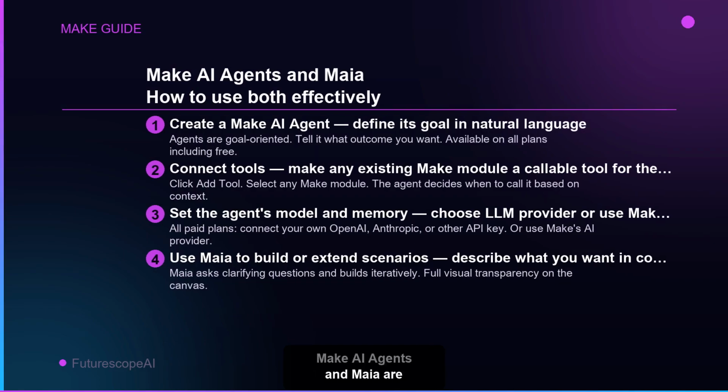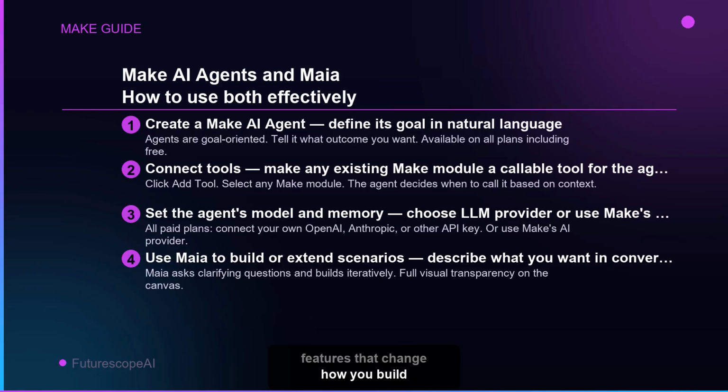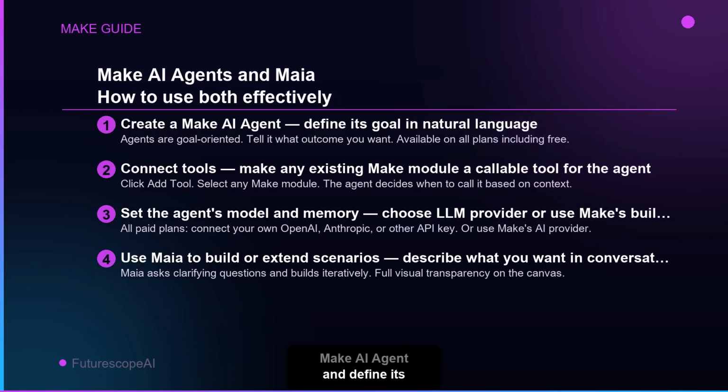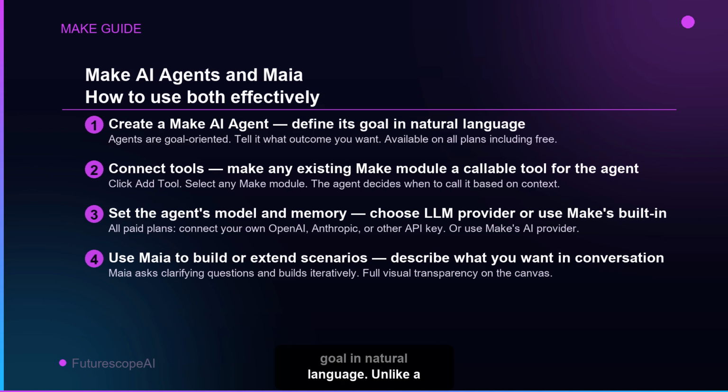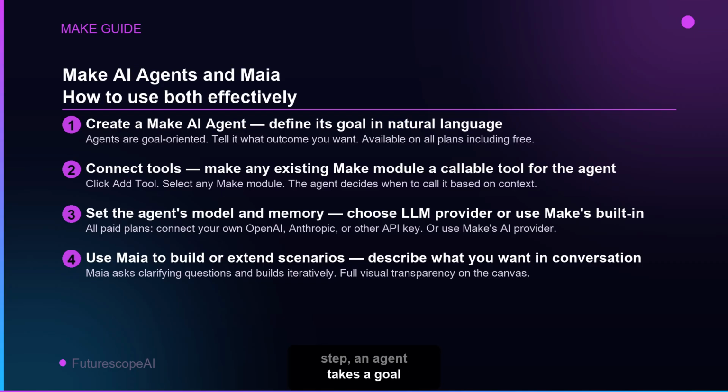Make AI agents and Maia are the two AI features that change how you build and make. Step 1. Create a Make AI agent and define its goal in natural language. Unlike a standard scenario where you map every step, an agent takes a goal, classify this support email and route it to the right team, and figures out the execution path itself. AI agents are available on all plans, including the free tier.